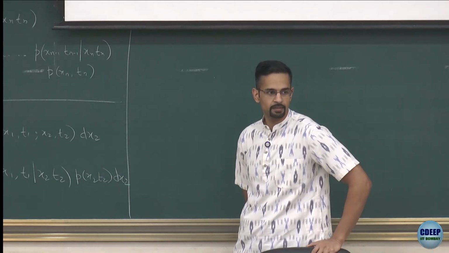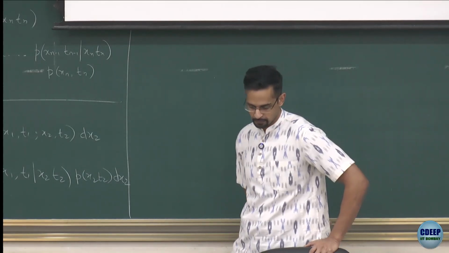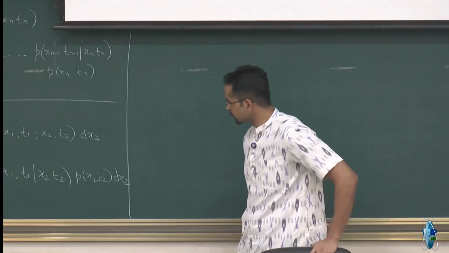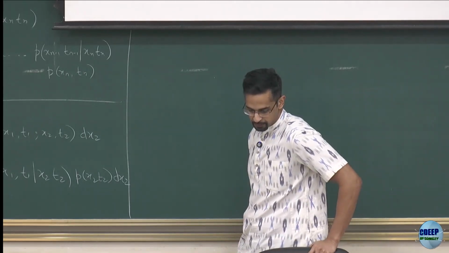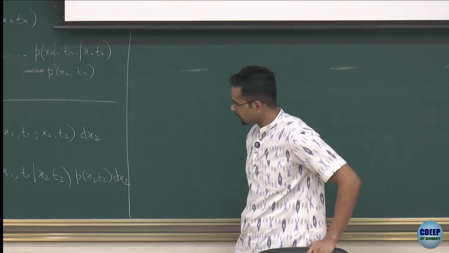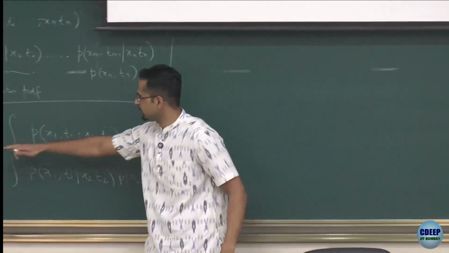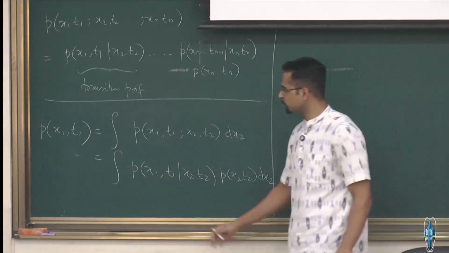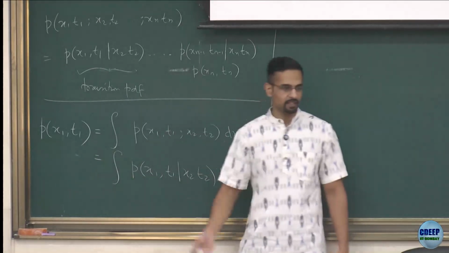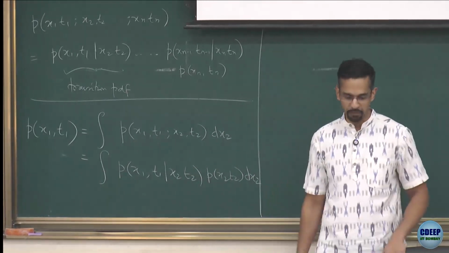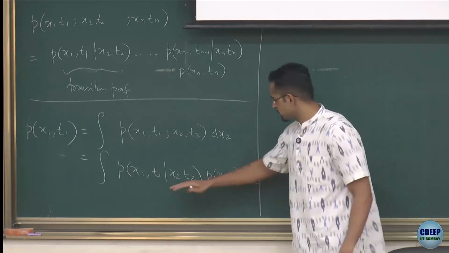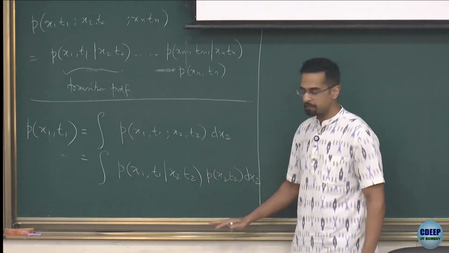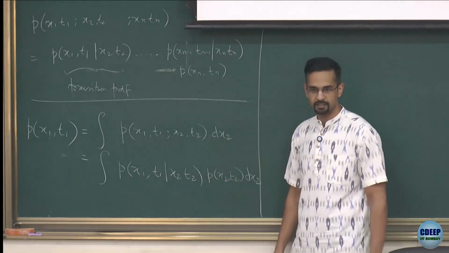Is that okay? Fine. So now what we want to do is, this is still a relation for the instantaneous distribution at x1, but I want to introduce the conditional probability even there, so that I can have a relationship between conditional probabilities. But so far I have not used any Markov property. This is still always valid.